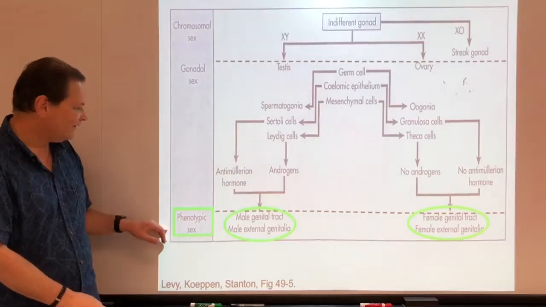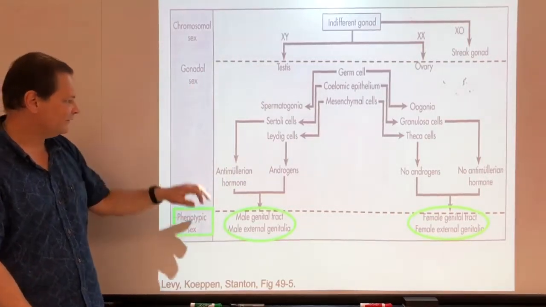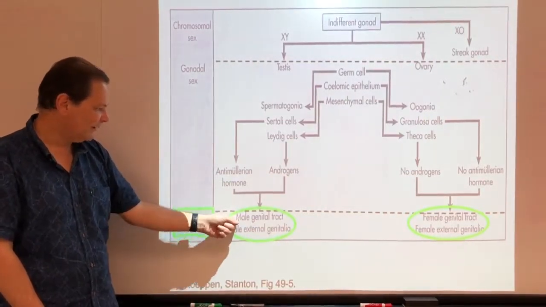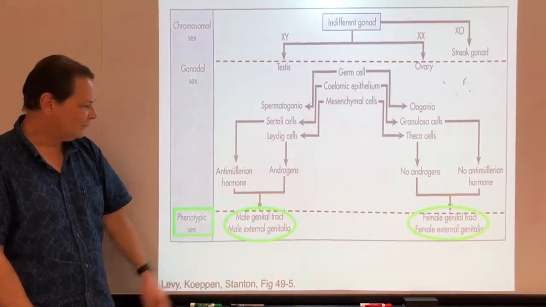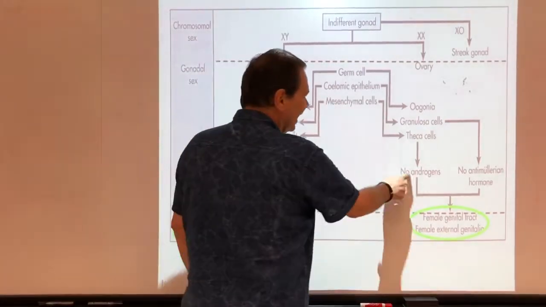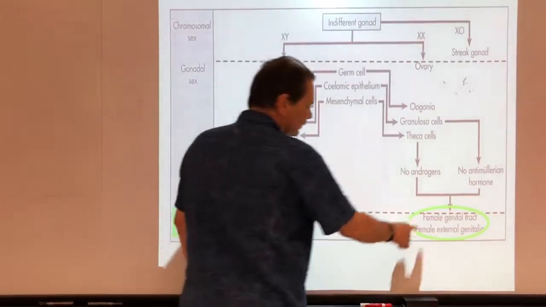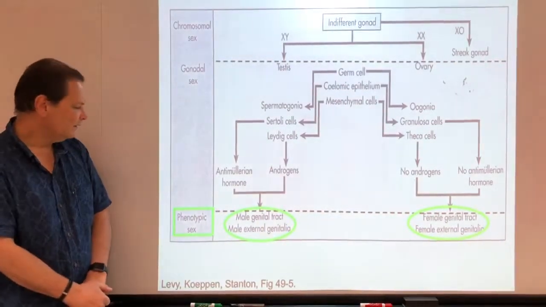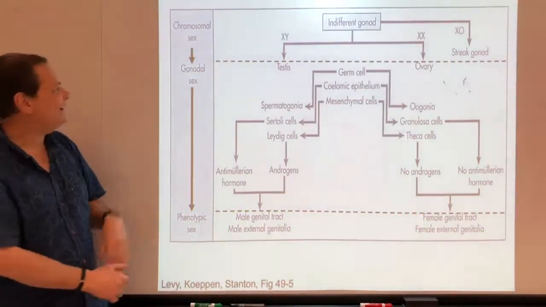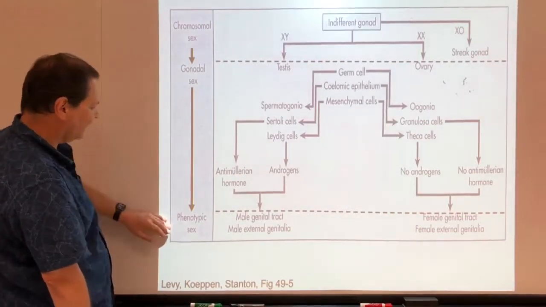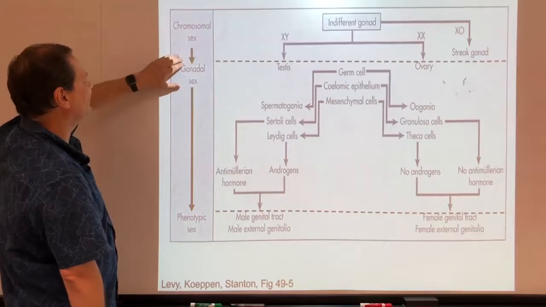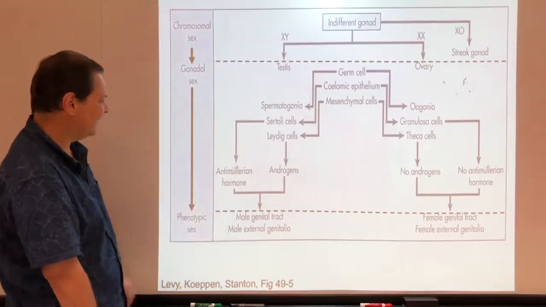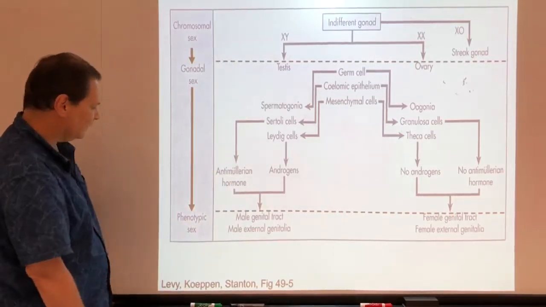you develop phenotypic sex based upon your gonadal sex. If you have anti-Müllerian hormone and androgens, you normally develop a male genital tract and a normal male external genitalia. If you do not have androgens or anti-Müllerian hormone, you end up with a female genital tract and female genitalia. Okay? So this is phenotypic sex. Once again, each one of these progresses one from another, and normally chromosomal sex determines gonadal sex. Gonadal sex, through the presence or absence of androgens and anti-Müllerian hormone, determines phenotypic sex.